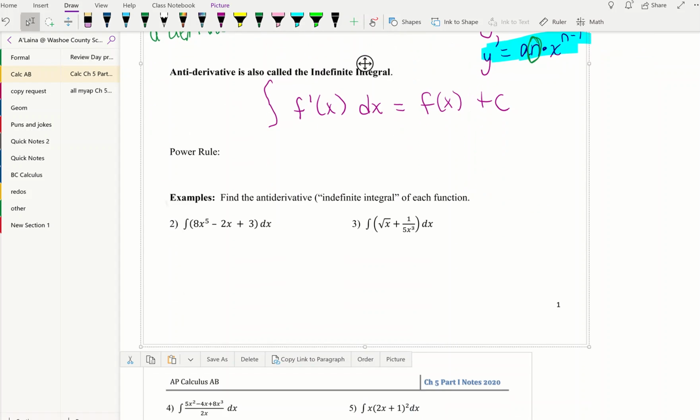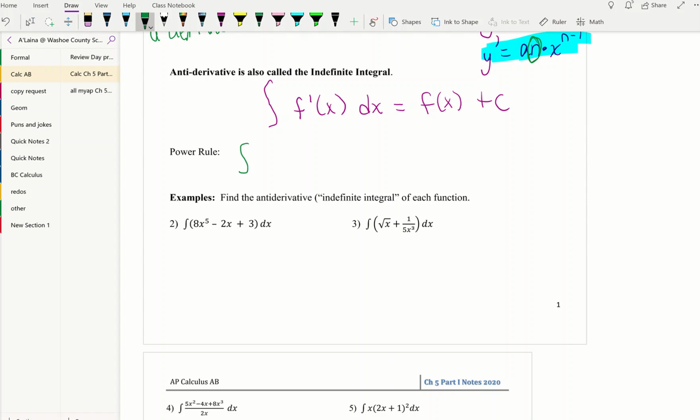Well, the first rule we're going to look at for this is the power rule. And the power rule is how we're going to undo derivatives. So if you are working with some expression like this, and you want to figure out what the derivative of this expression would have been before, if we're trying to undo that derivative, what would the original expression look like? What you'll do for the power rule is add 1 to the power, and then divide by that new power. And then there is a plus C at the end.